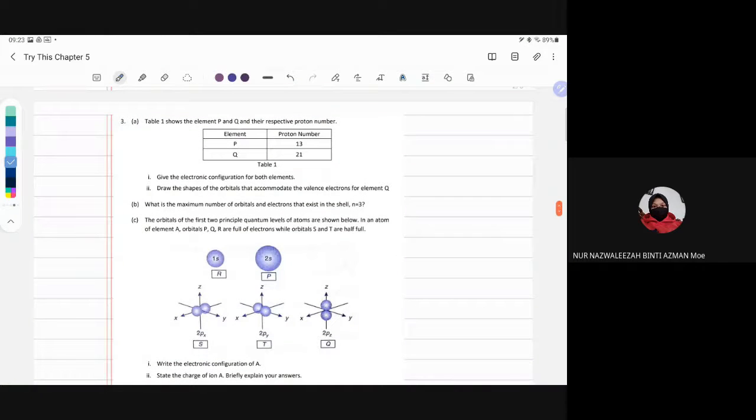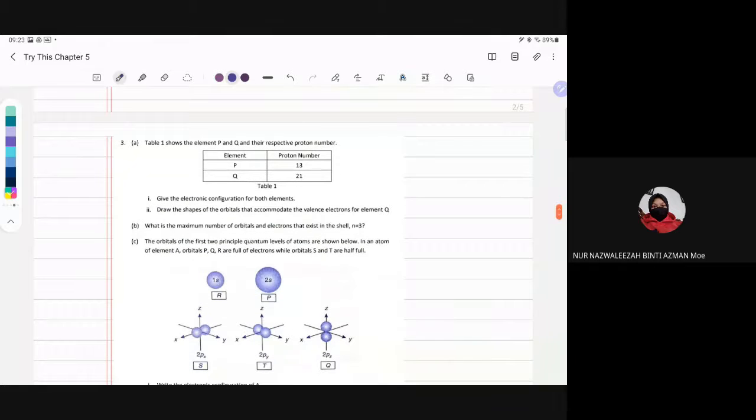Alright. Okay, valence electron. Banyak soalan valence electron ya. So for now, yang kamu kena tahu, saya baru sebut, valence electron dia adalah elektron dekat highest n. Okay, highest n dia. Jadi untuk soalan 3.1, give electronic configuration for both elements. So kalau untuk P, ada 13 electrons, 1s2, 2s2, 2p6, 3s2, 3p1. So this would be untuk P.